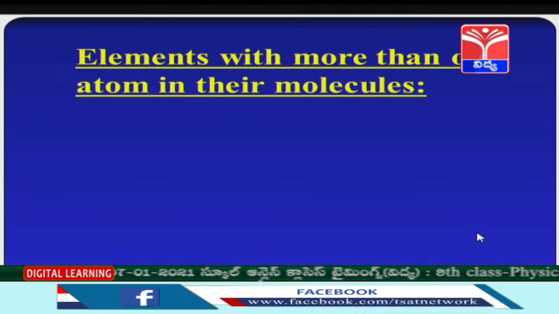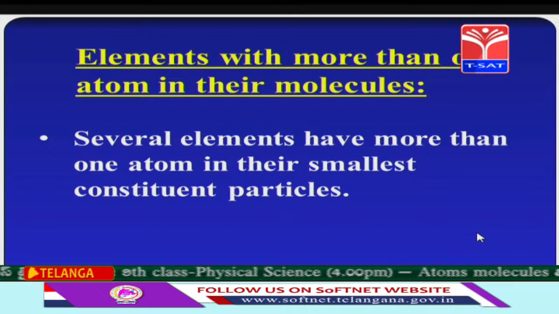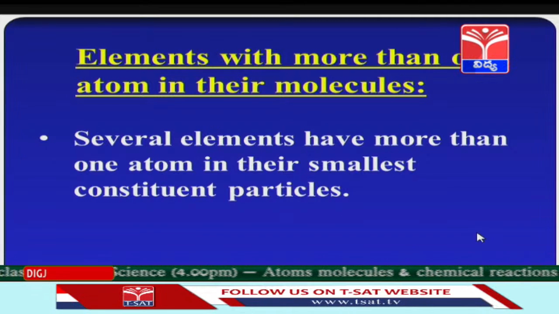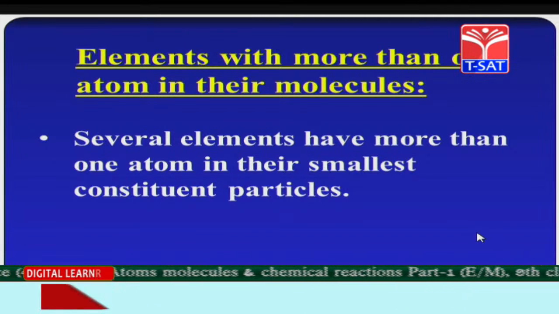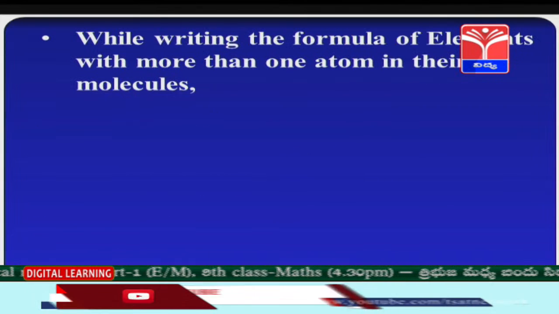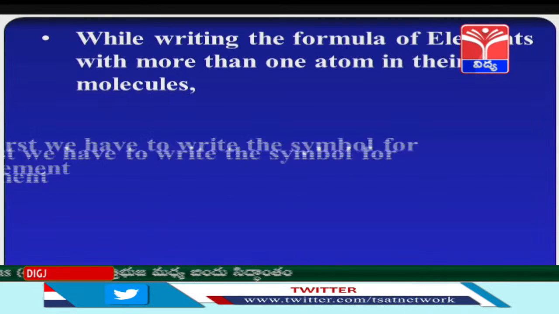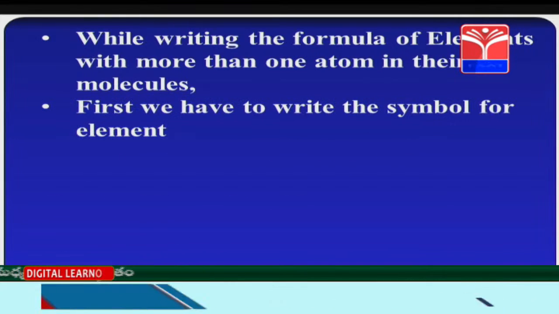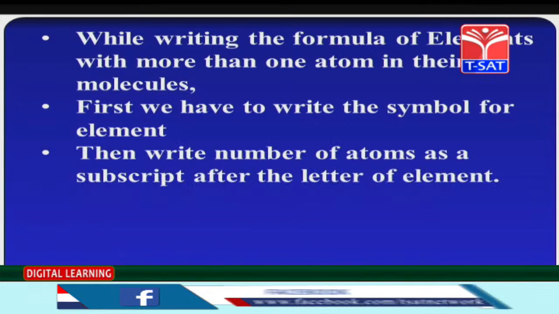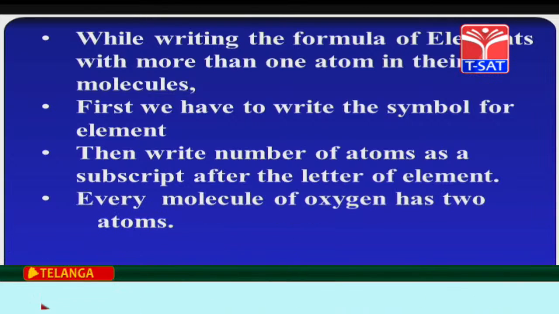Elements with more than one atom in their molecules. Several elements have more than one atom in their smallest constituent particles. Then, while writing the formula of elements with more than one atom, how are you going to write? We have to indicate their number. So, first you have to write the symbol and then write the number of atoms as a subscript.